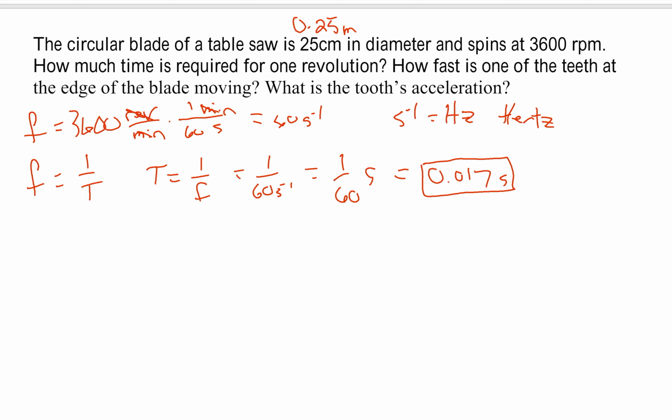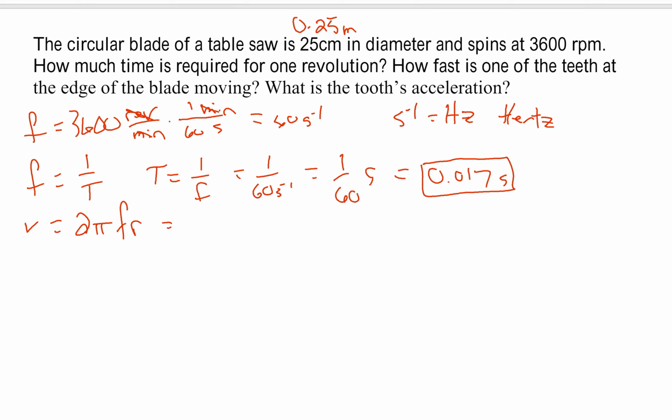Now, how fast is one of the teeth at the edge of the blade moving? So that's looking for a velocity. So we need a velocity equation. We have a couple of them that we could use. We actually know the frequency. It's 60 inverse seconds, right? So let's use that one. But we also know the period. It's 1/60th of a second. So we could use that one too if we wanted to. It doesn't make any difference. So whichever one you felt more comfortable with would be fine. Velocity equals 2 pi times the frequency times the radius.